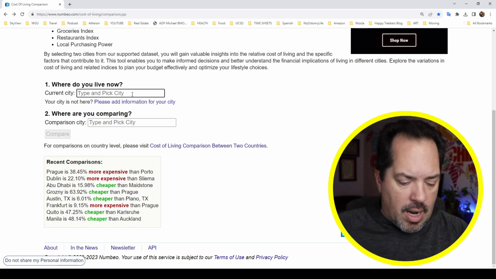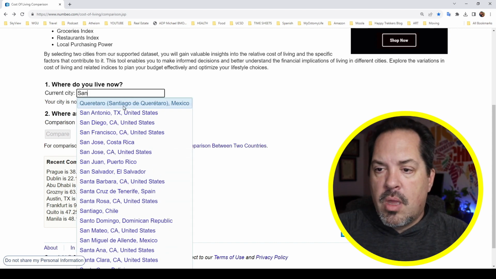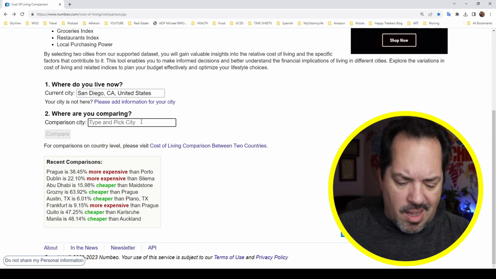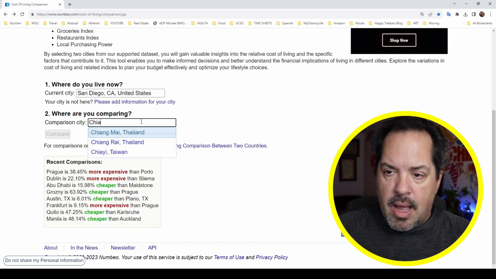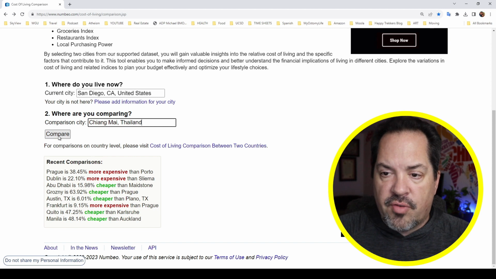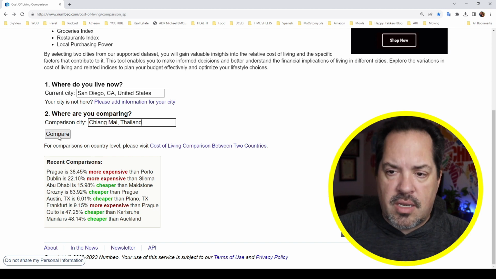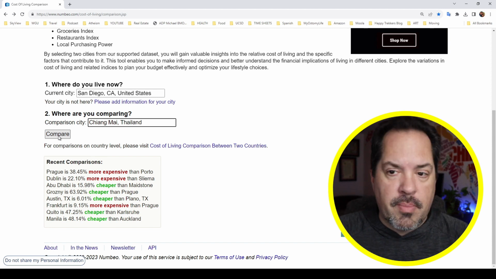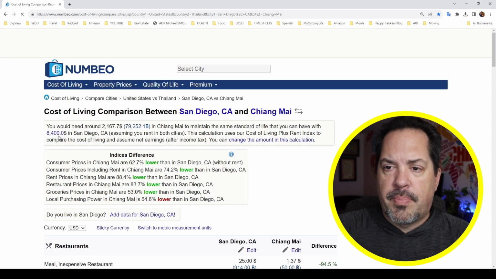So I'm going to put in where I live now, which is San Diego. This is a little unfair because San Diego is ridiculously expensive. Let's not beat around the bush. It is. And I'm going to put in Chiang Mai because I have a very good friend who lives in Chiang Mai and has lived there now for 3 or 4 years, and he loves it, and it is very inexpensive. And I think as soon as we see this, we're all going to want to move to Chiang Mai. So here we go. Compare.